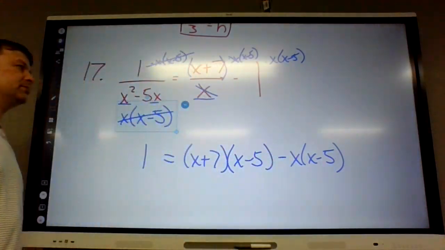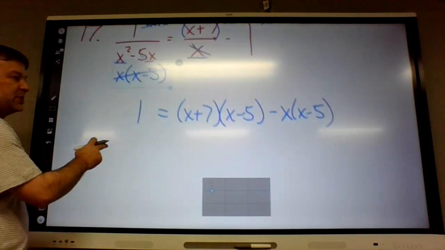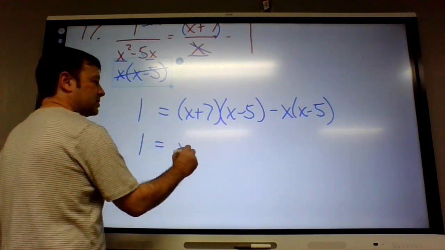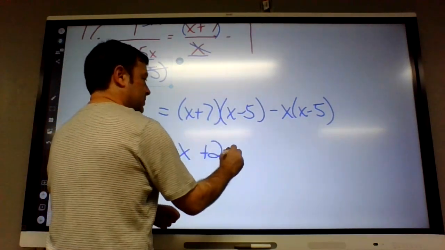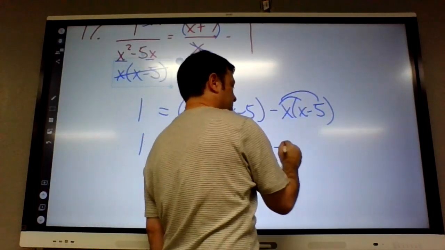Okay, there we go. Looks kind of like the last one, a little bit simpler because there's only one FOIL. So it's minus 5x plus 7x minus 35. Distribute that guy.